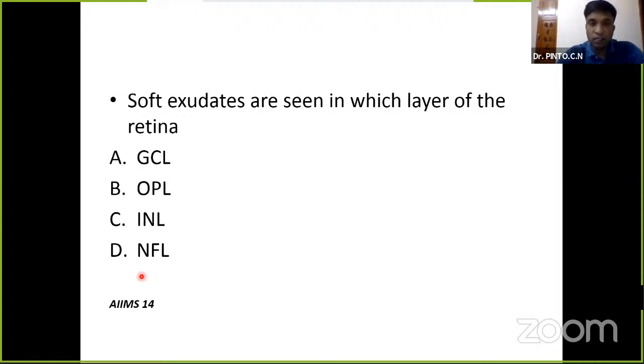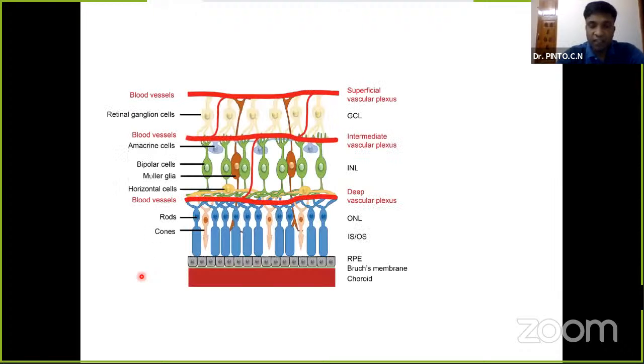Okay. The answer is, see, soft exudates, the other name is cotton wool spots. Normally, why does it happen? The cotton wool spots occur due to the ischemia of the ganglionic cell layer. Whenever there is any insult to the ganglionic cell layer in the form of ischemia, the ganglionic cell layer will give rise to axons. Whenever there is any ischemia or death of the ganglionic cells, there will be stasis of the axoplasm. That gives rise to the dirty white or yellowish white exudates known as soft exudates.